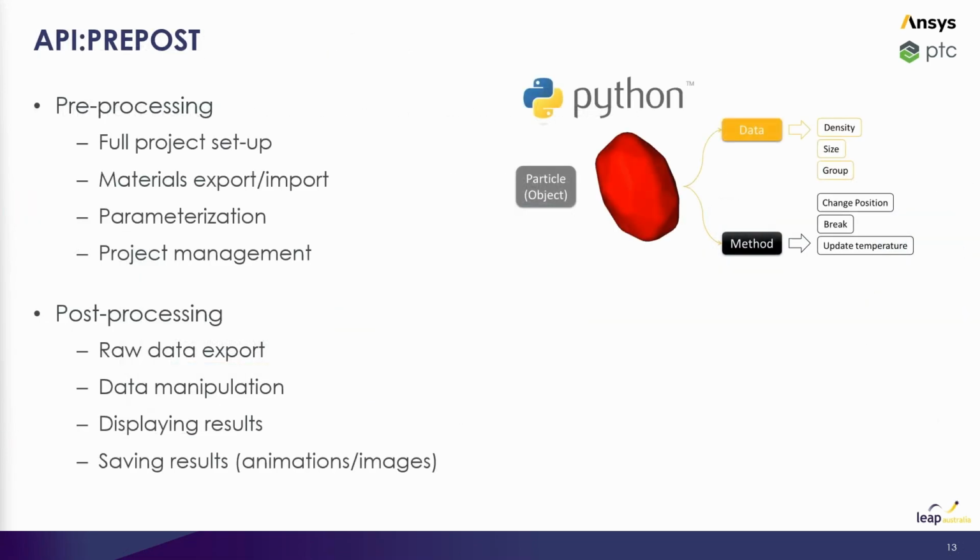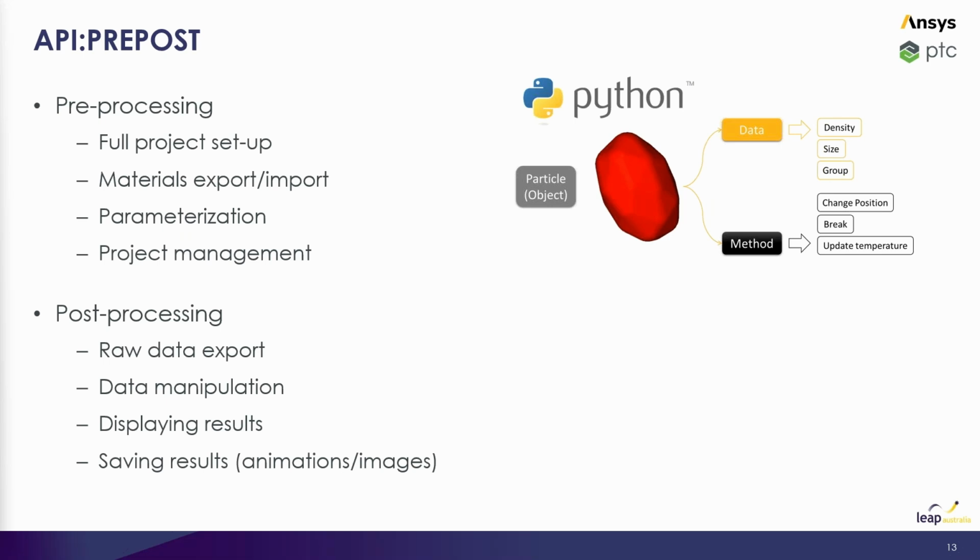Okay, moving on to the pre-post API. This is essentially a Python-based tool for scripting and automation. So users can create custom scripts which can be executed both prior to and after the solver has run. From a pre-processing perspective, we can use this tool to both build a project from the ground up, or take an existing project, make modifications, and run the solver.